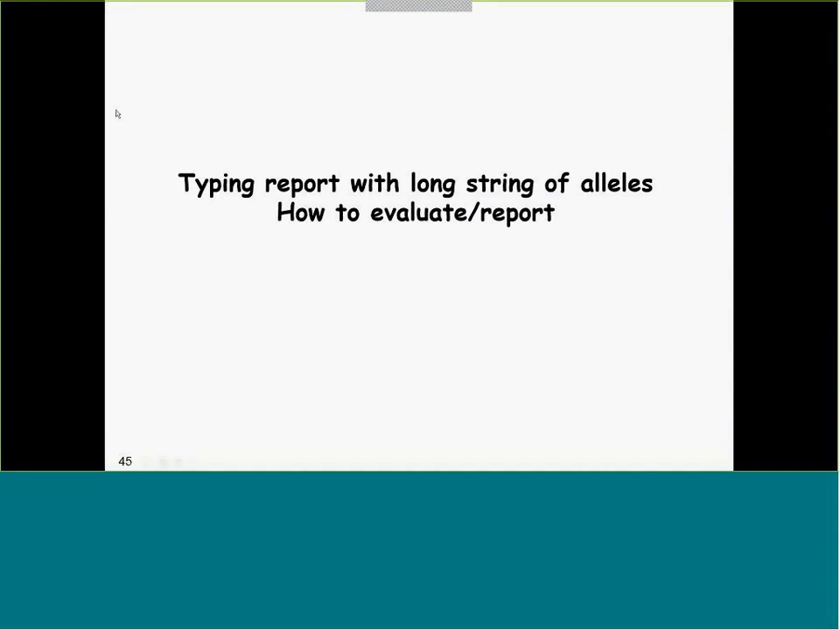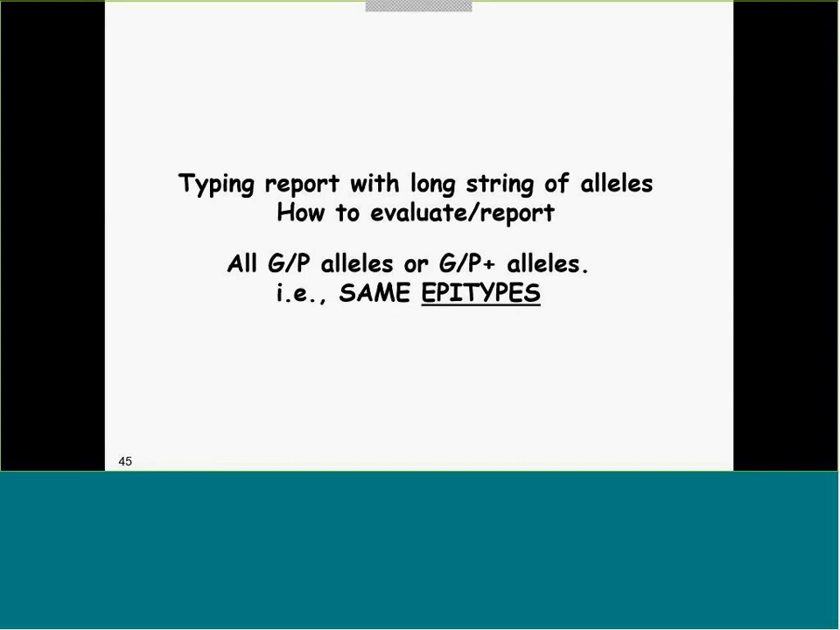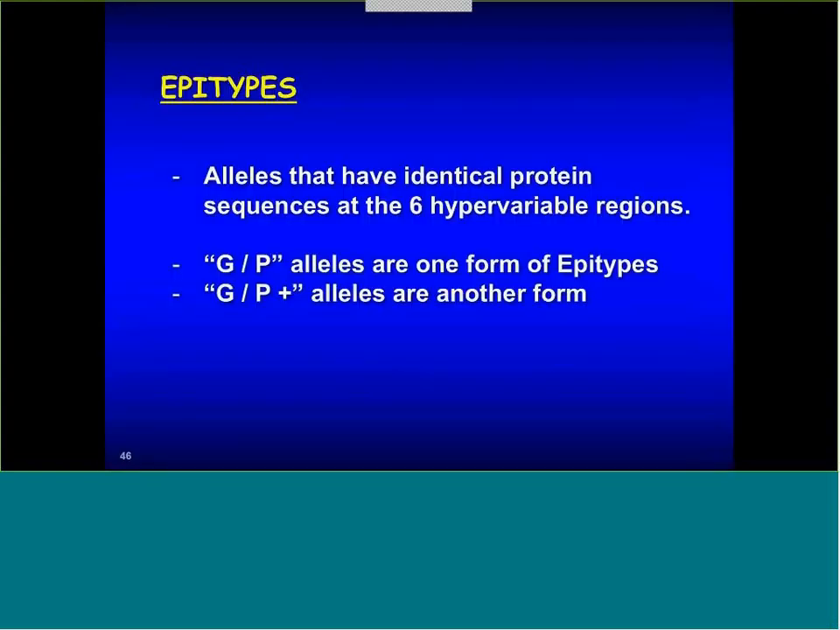So with all these concepts in mind about relationships between DP alleles, let's talk a little bit about typing and how to evaluate some typing reports. And let's give an example of the G or P alleles, or what we call the GP plus alleles, or alleles that have the same epitypes. Epitype is an interesting term. We can't take credit for that. This was coined by the people at Linkage Biosciences in doing their particular product.